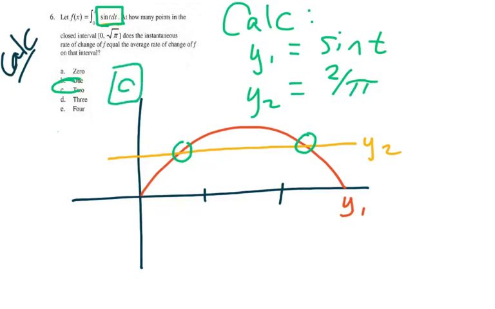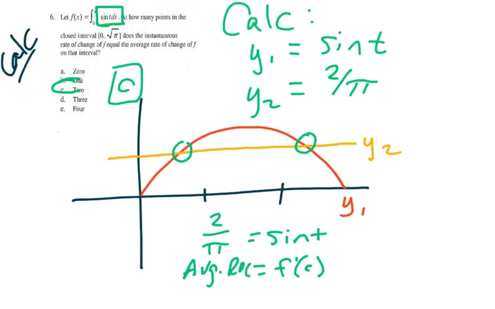And again, why is that the answer? Because we were trying to figure out where the sine function is equal to 2 over pi. Why are those the two things that we're checking? Because sine is my derivative function, my instantaneous rate of change, and I was asked to find where that instantaneous rate of change would be equal to my average rate of change, and my average rate of change was 2 over pi. Okay. All right, moving on.